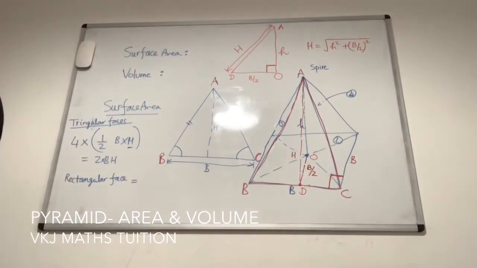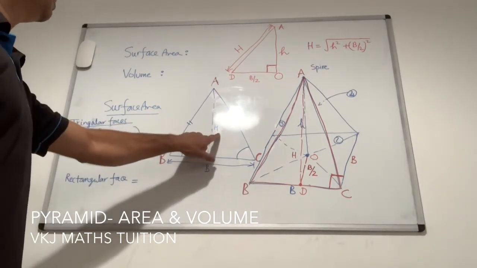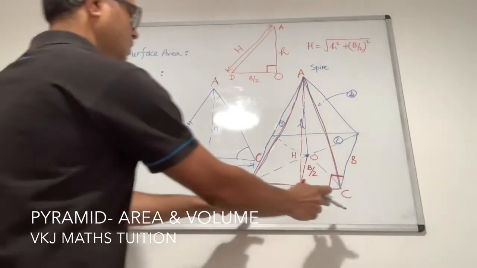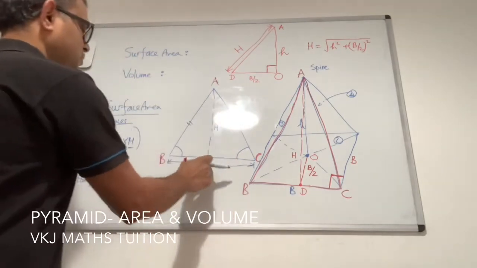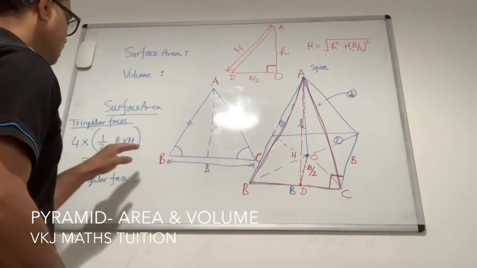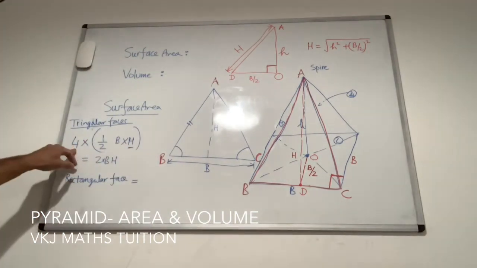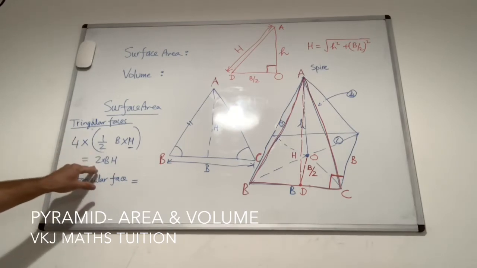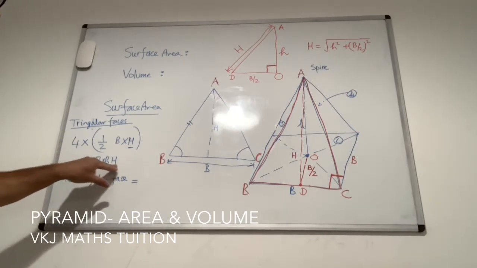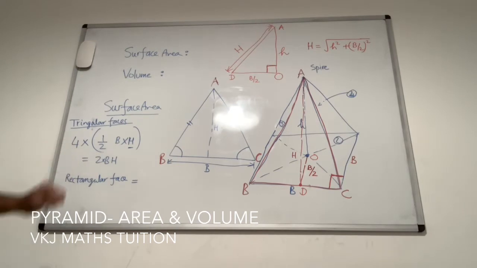Isn't it? Yeah. So you can find out this height. Once you know this height and you know this base length, base into height, half of base into height, and then multiplied by 4, all together you will get all triangular faces area since you have multiplied by 4.